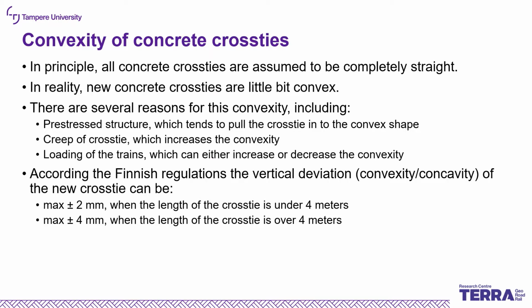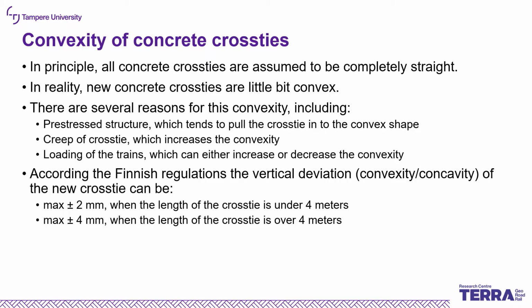And then there is creep of crossties, which is a slowly evolving thing over time, increasing the convexity. It could be caused by bad storage or something, or in track, but there is creep of crossties over time. And then there is, of course, loading from the trains in the track, and it's a tricky one because that can, of course, increase or decrease the convexity depending on the load. So we don't know what it does in the crossties, but it can do both.